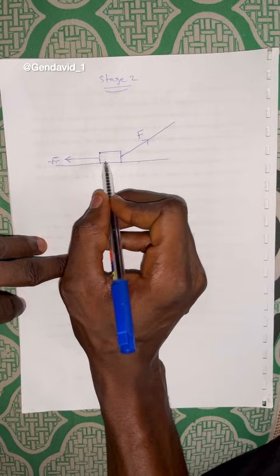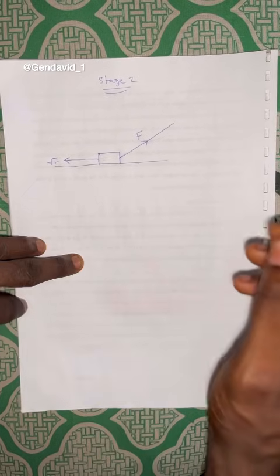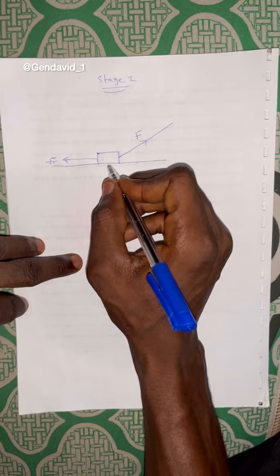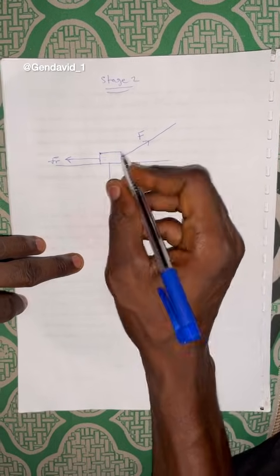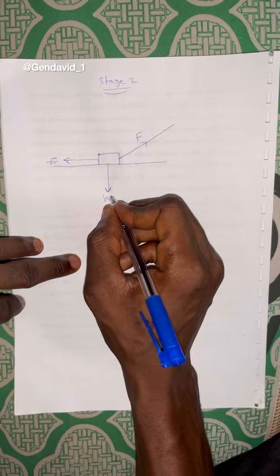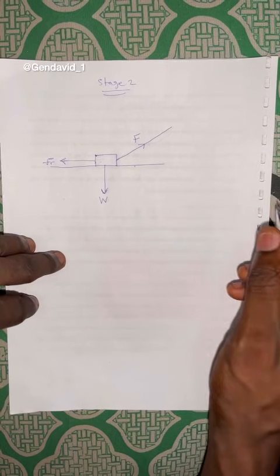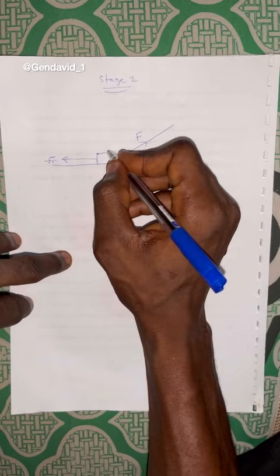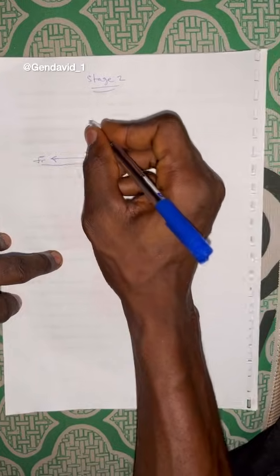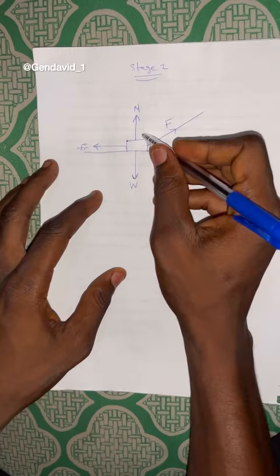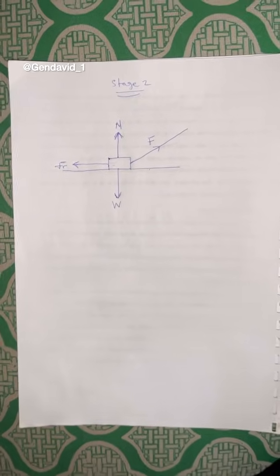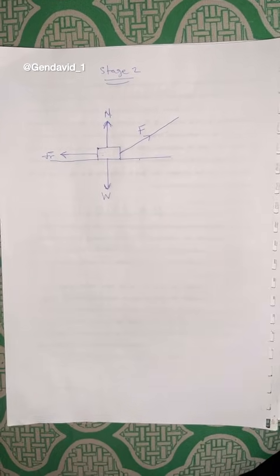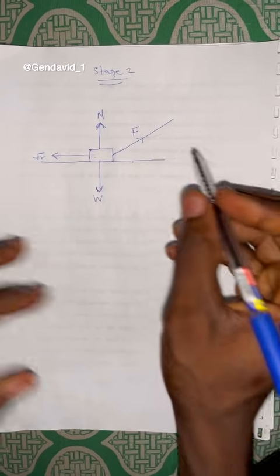As the motion is going like this, the frictional force will go like this at the same time. Don't forget that the weight of these objects will go downward, as I explained in the first stage. At the same time, we have the normal force. The normal force will go up like this, as I explained in the first case.